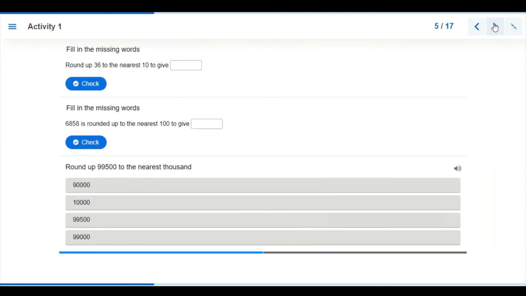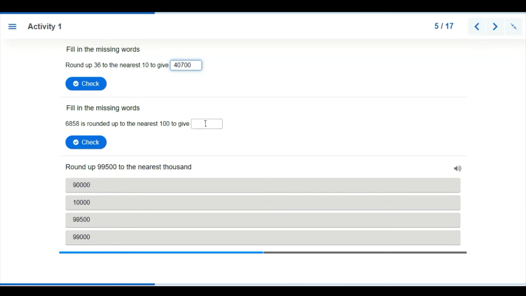So let's look at the next one here. We can try to do this. Let's fill in the gap. We round this up to the nearest 10, 36 to the nearest 10. It gives 40. Why? Because 6 is more than 4 and it gives 1. If you round this up, it gives 7,000.